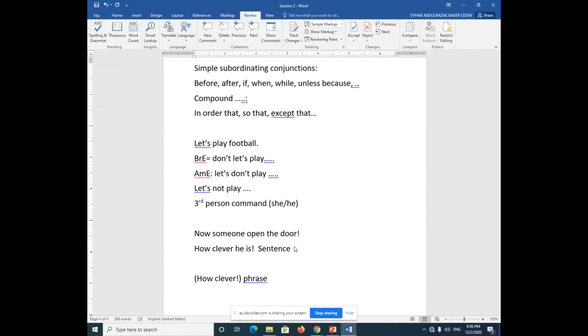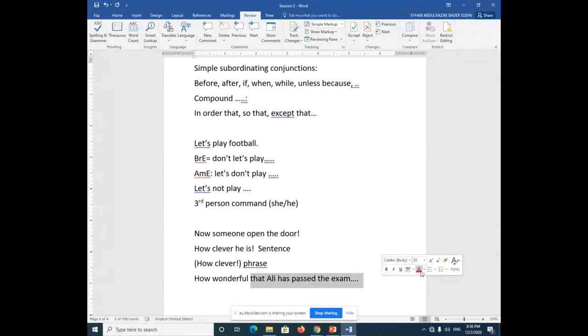Okay? Clear? Okay. Sometimes we need to express a longer idea. For example, we would be saying how wonderful that Ali, for example, has passed the exam. كم كان علي مذهلا في اجتياز الاختبار. You see, we have that clause. And by the way, sentences which have that in the middle are considered to be complex sentences because that clause is considered to be a subordinate sentence.